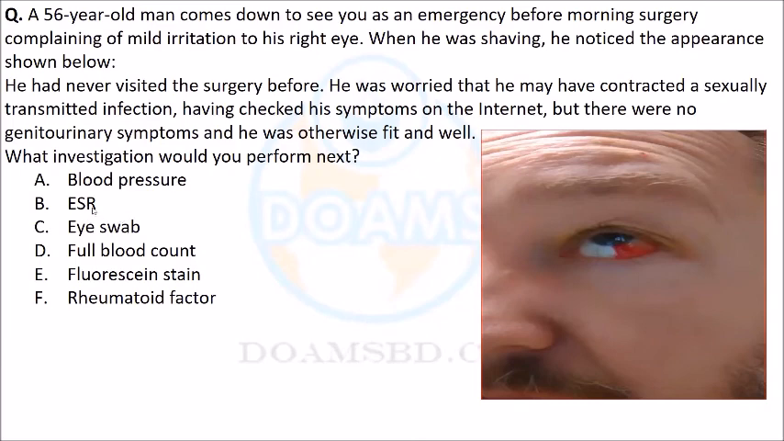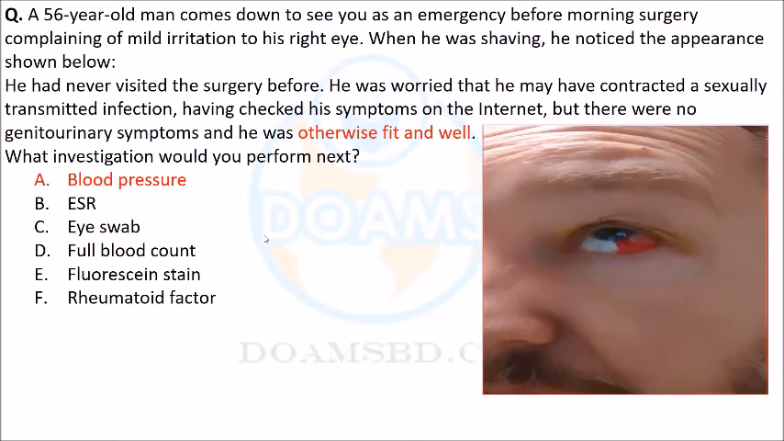So if you think that ESR patient might have some inflammatory or malignant disease, eye swab, you are thinking some infection. So considering everything, what will be the next step here? Someone said fluorescent stain. You are thinking that it may be corneal also, doctor? Fluorescent stain? Maybe for the abrasion, foreign body or something. Abrasion. Okay. Blood pressure.